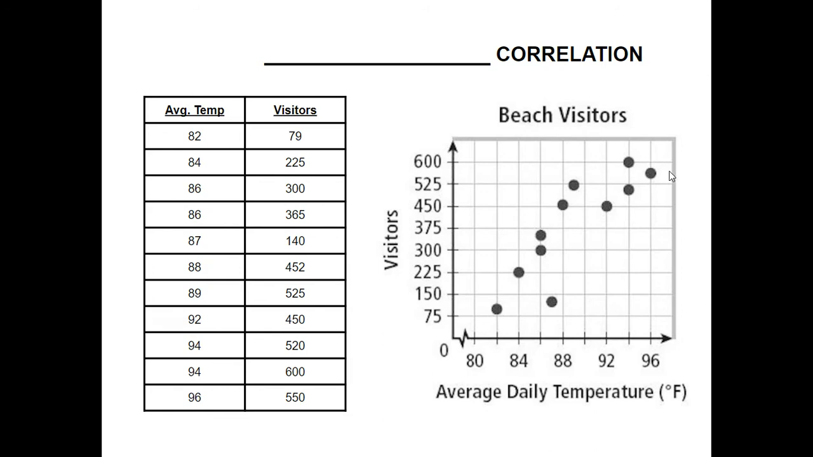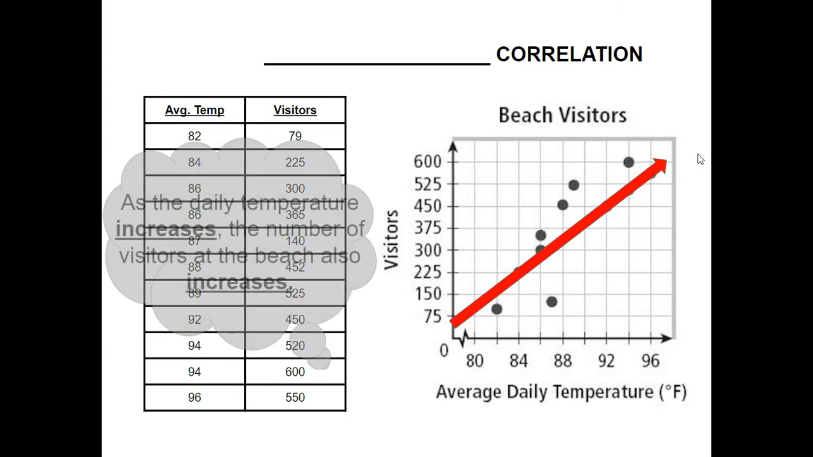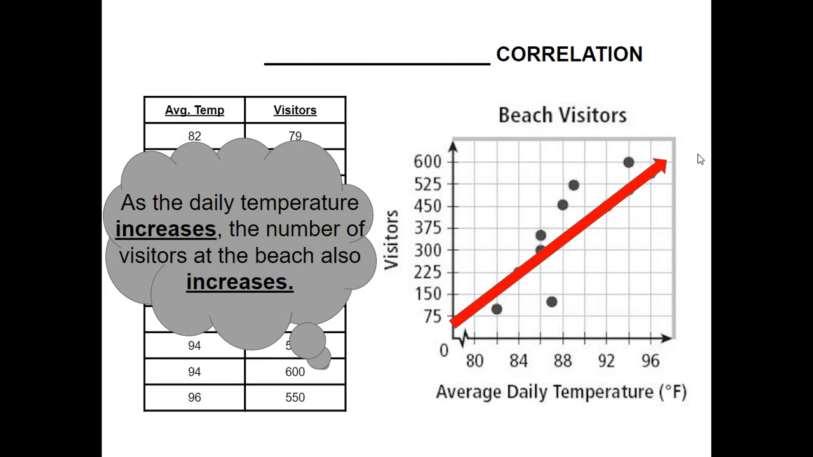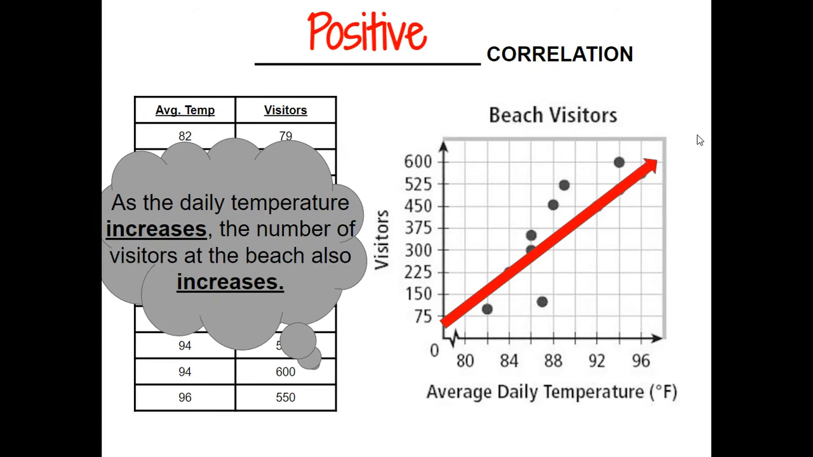Now, even though the scatter plot is not linear, we could draw a line through the center of the data. This line is called the line of best fit. It goes through the center of the points. Now, you can see that this has a positive slope, and that's because as the daily temperature increases, the number of visitors at the beach also increases. Both things being compared on this graph are increasing, and therefore you see that positive correlation or positive relationship.